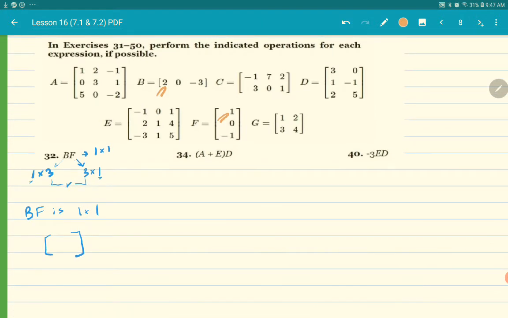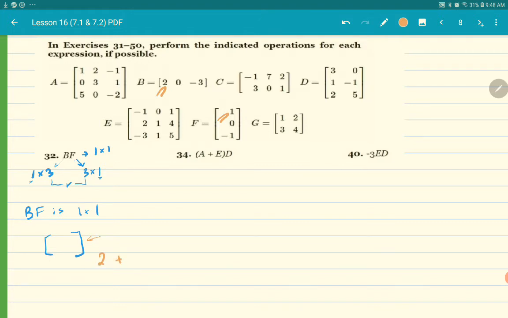I only have one element here, so it's going to be a sum of products. So this is first row. This one is going to be first row, first column, but there's only one row and one column. So I just add them together. So I have my product of 2 times 1, which gives me a 2.